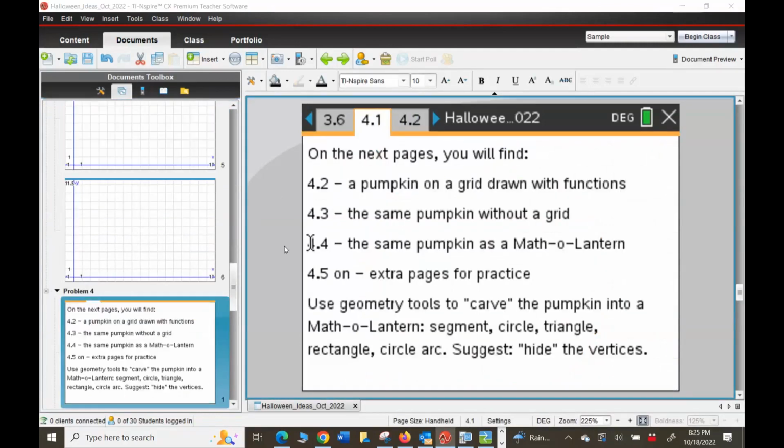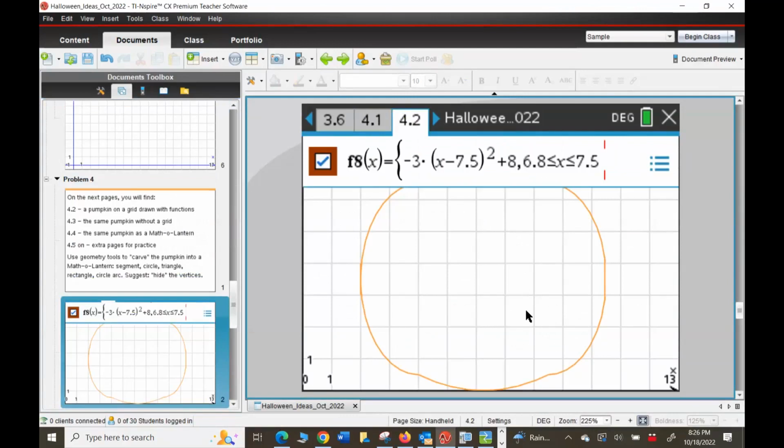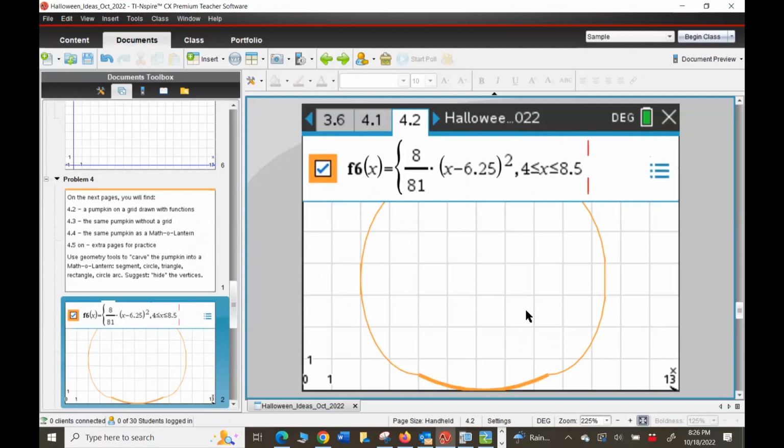on page 4.1, kind of tells you what's coming up, okay? So 4.2 is a matho-lantern, or a pumpkin, I guess you might say, that I drew with functions. So to show you which ones they are, let me just kind of show this. So this is F8, which I think is part of the stem, and F7 is the other part of the stem. You can't see, it's kind of covered up. But the next function, you can see that's the bottom, okay?